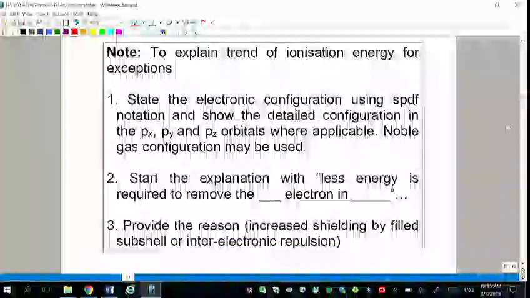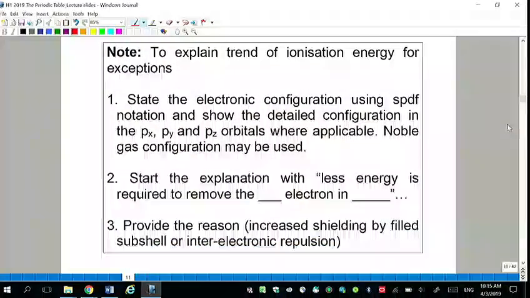Okay, so just a quick summary. For us to explain the trend of IE for the exceptions, meaning between group 2 and group 13, and then group 15 and 16, this is only for my first ionization energy. When I want to talk about exceptions, you need to first state the electronic configuration. Usually 1 mark will be given for electronic configuration, so please make sure you give it.